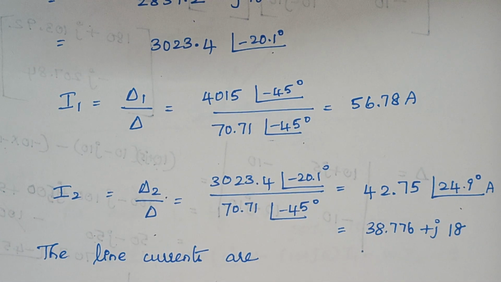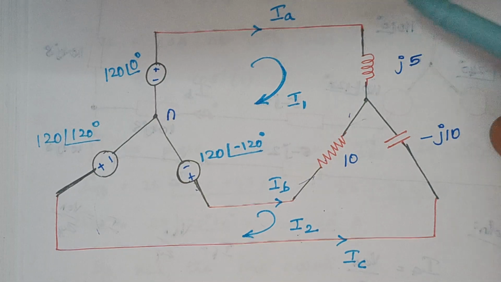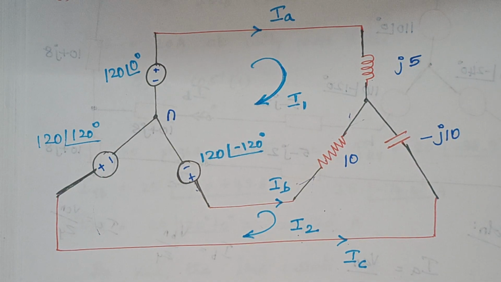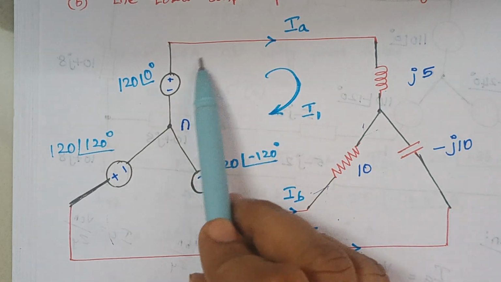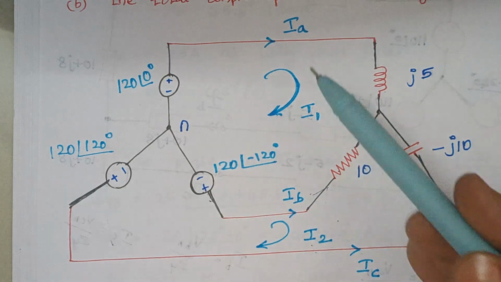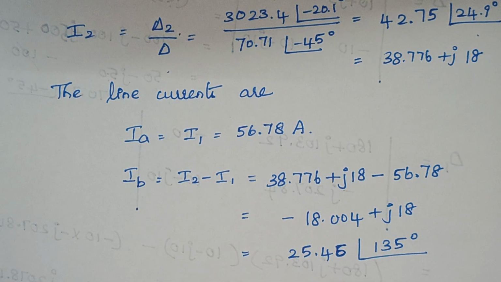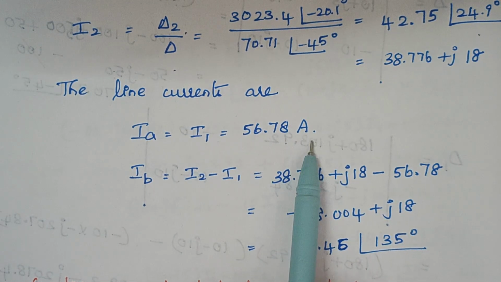So now what are all the line currents? Again when you look back at the diagram, IA, IB and IC are the line currents here. So again from this diagram you see IA is nothing but I1, right? Because I1 is the current that flows through this line. Therefore IA is equal to I1. So IA is equal to I1, which is equal to 56.78 amps, right?